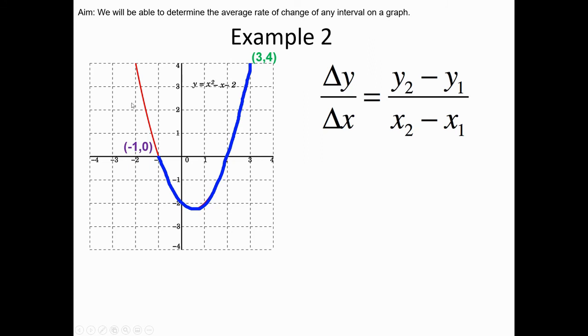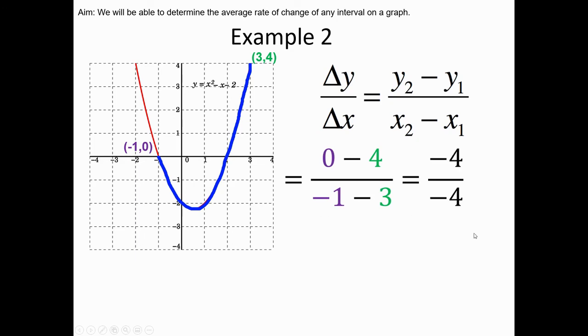So let's take these points and put them in here. Let's have y2 and x2 be our 0 and our negative 1 for the first point. So we're going to start with a 0 and a negative 1. Now I'm going to put down for the other y, 4. So I have 0 minus 4. And the other x value is 3, so negative 1 minus 3. Now that we have that all set up, 0 minus 4 is negative 4, negative 1 minus 3 is negative 4, and that simplifies to 1. So the average rate of change here also ends up being just 1.